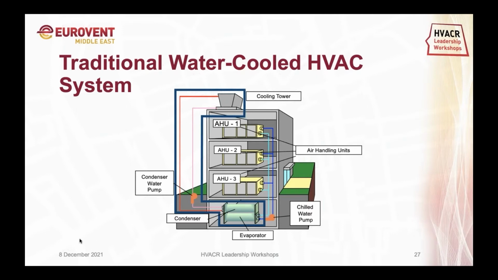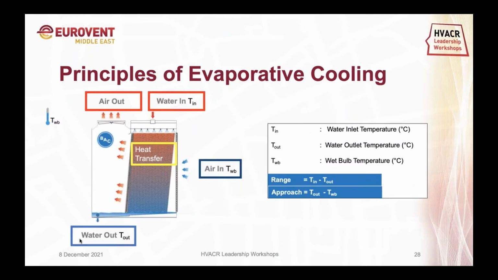Now, let us look at the principles of evaporative cooling. How does a cooling tower work? So what we see typically in a cooling tower is that hot water comes into the cooling tower. Here it is shown from the top in a red box, and the cool water comes out from the cooling tower, shown in a blue box below. The cold air enters inside the cooling tower, and what comes out of the cooling tower is hot and humid air. So which means there is some heat transfer taking place between water and air.